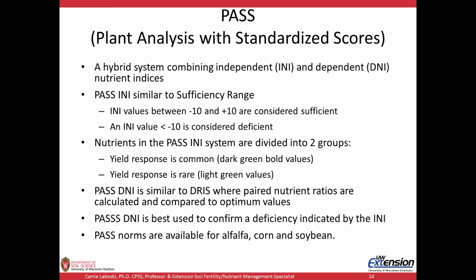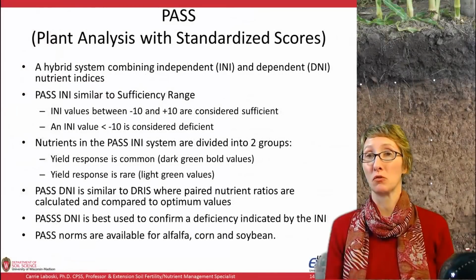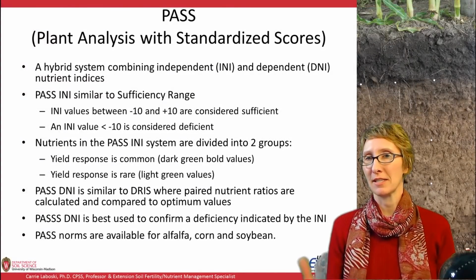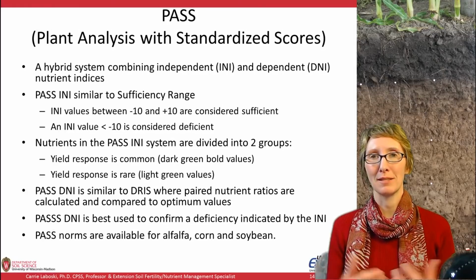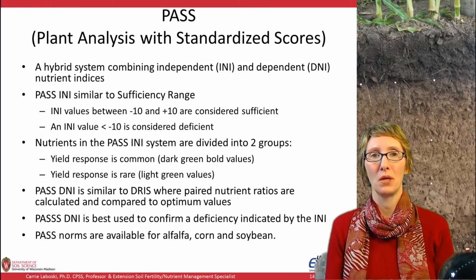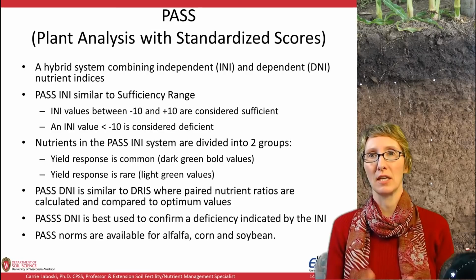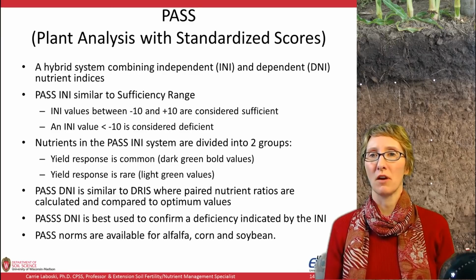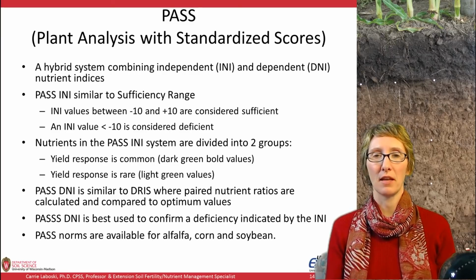Now the PASS dependent nutrient indices are similar to the DRIS values. They're looking at ratios, and again, as I said before, the idea behind PASS is to blend the good of both sufficiency and DRIS. Now we have at UW PASS norms for alfalfa, corn, and soybean, and nothing else. And I'm not aware of anybody else that's using this system.